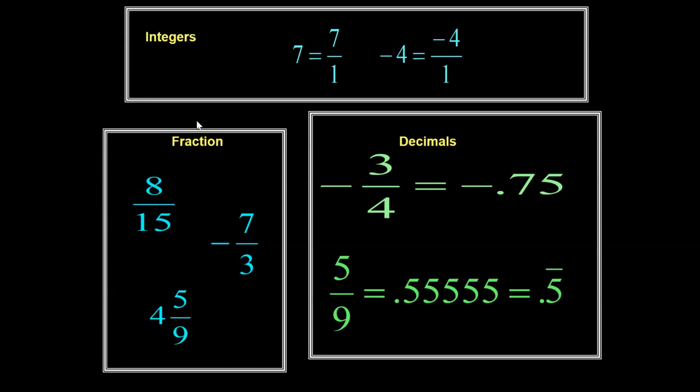The example for that is 5/9. If I change it to a decimal, I get 0.5 repeating. I can write that using a bar, 0.5 bar. So the two types of decimals that are allowed under the rational numbers are the terminating decimal and the repeating decimal.